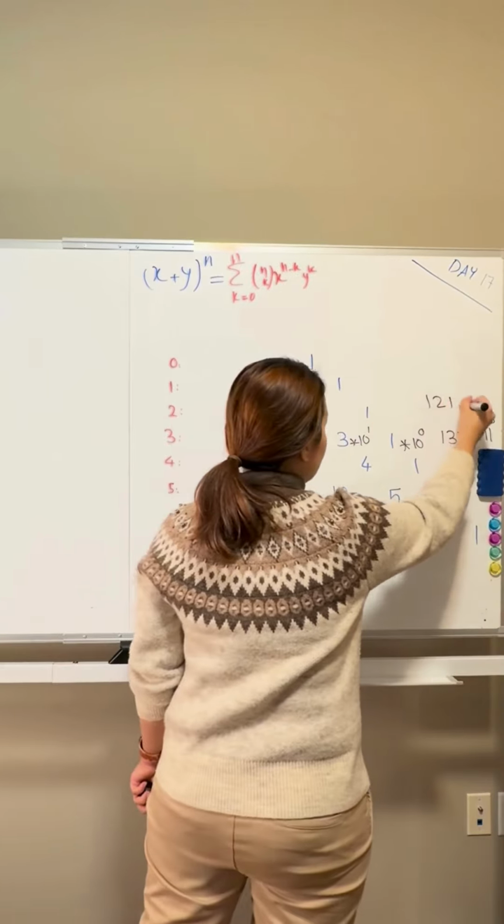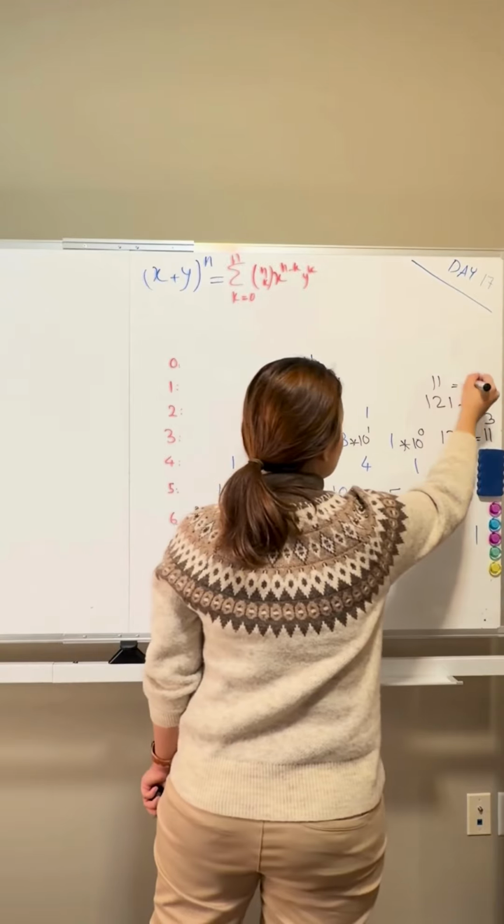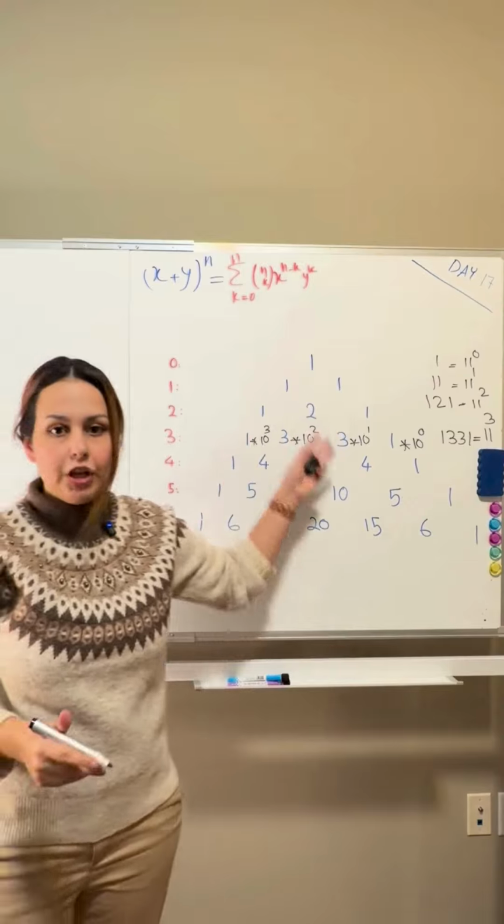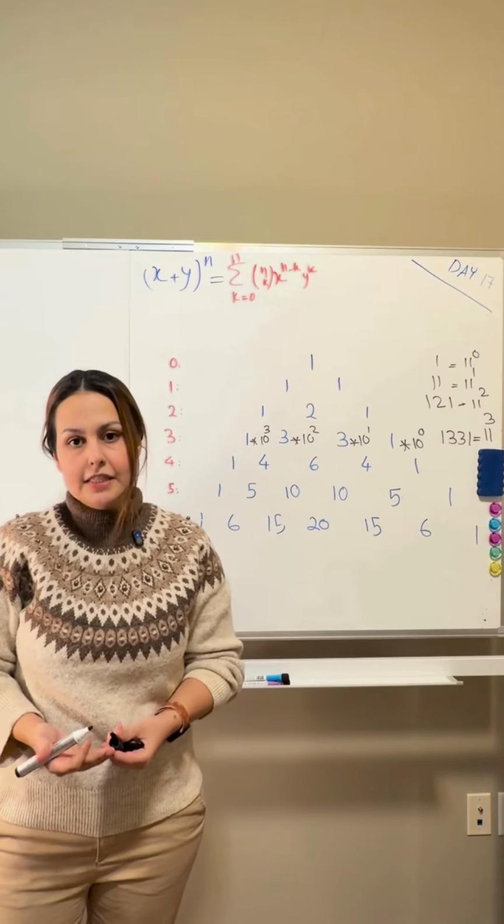If you check it for any of the above rows, for example, for this one, it is going to be 121, which is 11 squared. For this one, it is 11, which is 11 to the power of 1. And the top one is actually 11 to the power of 0. We can check it for every other row and we can say that it is correct.